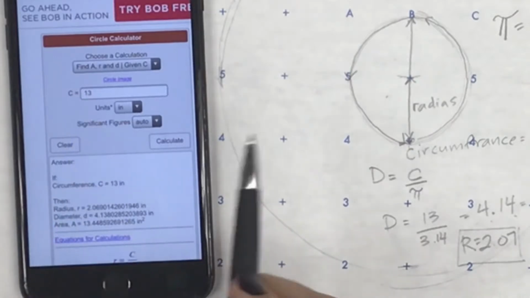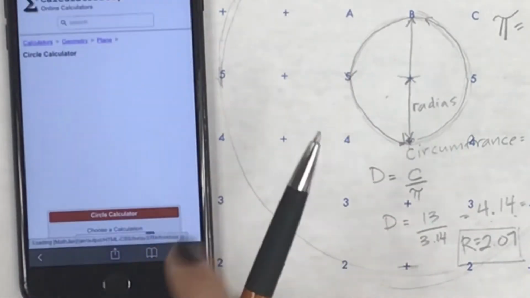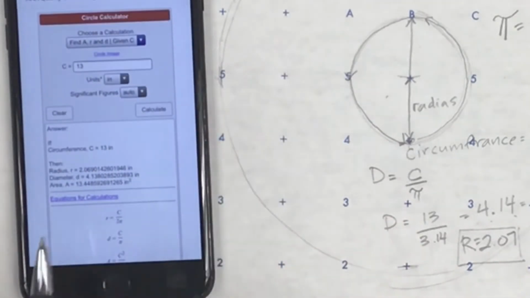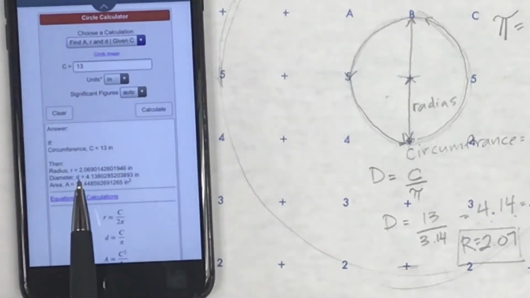My circumference is 13 inches. I say calculate, and boom, there it is. They say my radius is 2.069, and I would round to only have 2 digits, so it'd be 2.07. And guess what? That's what I got from my math. So there are the calculators that you can use, but sometimes it's nice to know what you're doing as well.